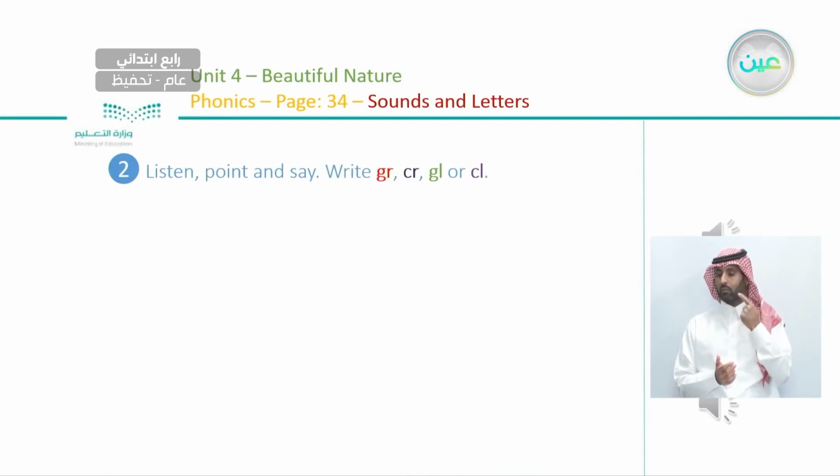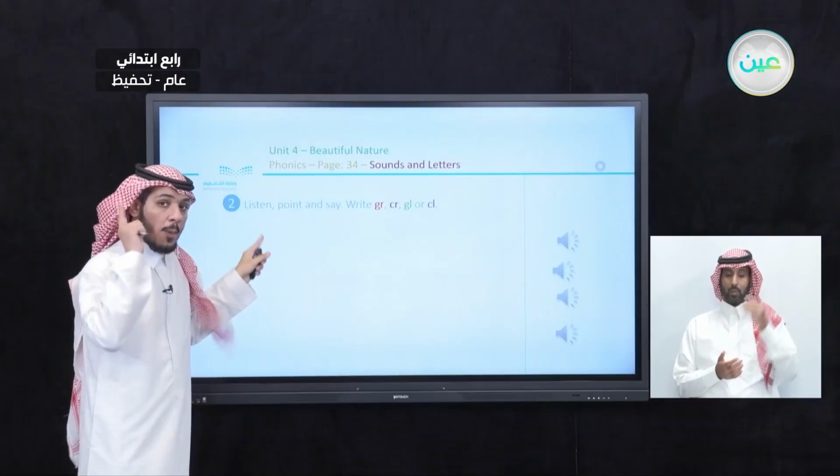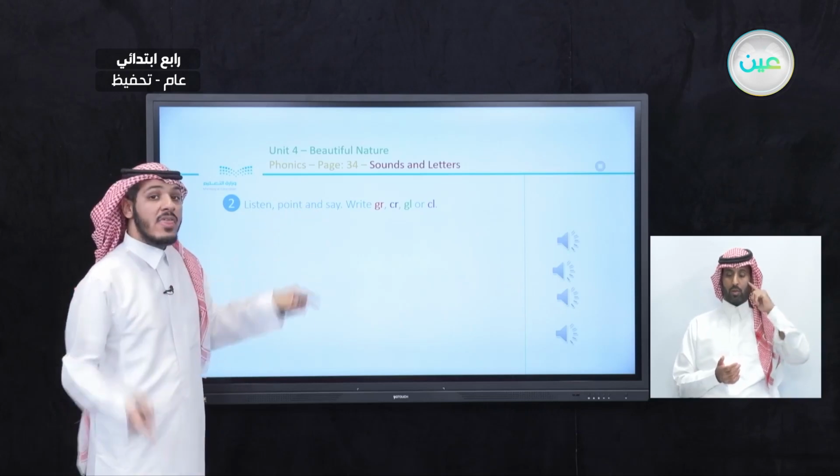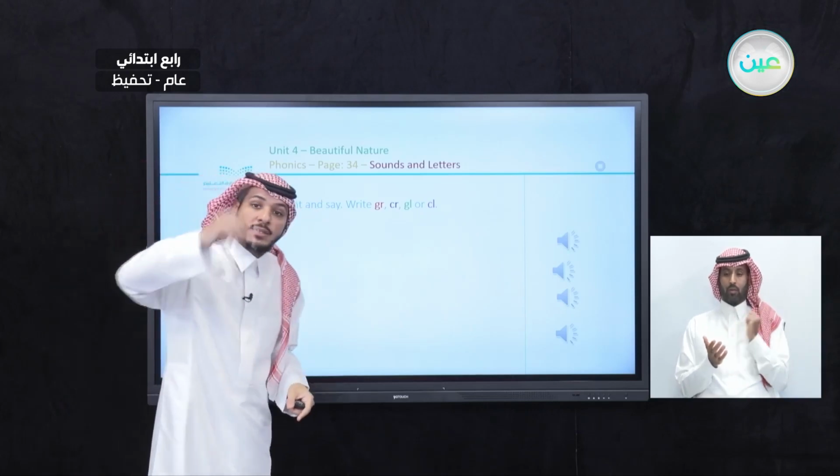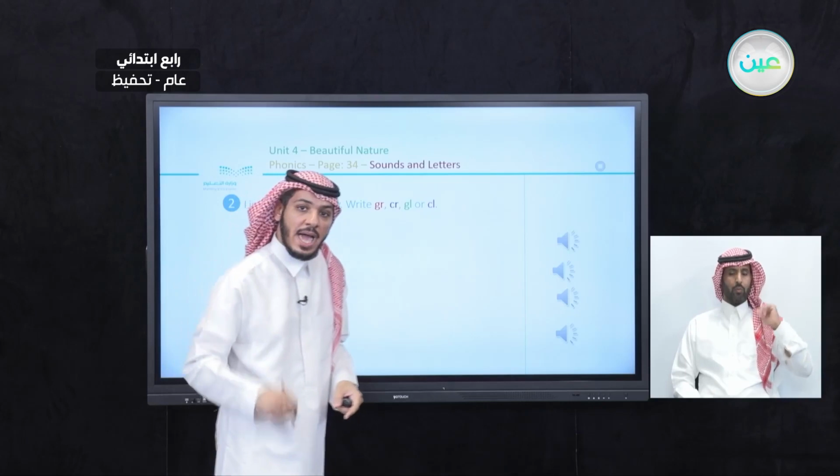Okay, now page 34, sounds and letters. Number 2, listen, point and say, write GR, CR, GL or CL. So we have 4 combinations of letters here. So listen, point and say, then after that write. Take your pen or pencil and write.